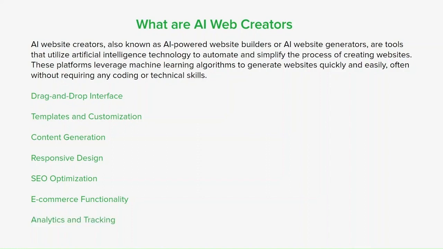And lastly, analytics and tracking. So some AI website builders integrate analytics and tracking tools that allow you to monitor website performance. It also allows you to track visitor behavior and gain insights into user engagement as well. This data can help you make informed decisions about improving your website and marketing strategies as well.